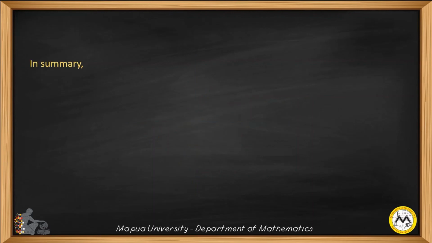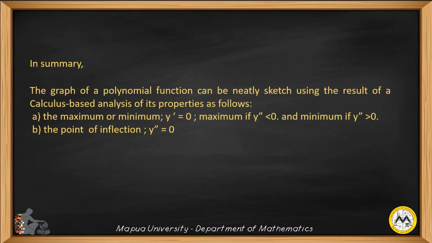So if we are dealing with a polynomial function, then we can neatly sketch the curve of the function by using the result of calculus-based analysis of its properties in terms of the maximum or the minimum point. These are points where y prime is 0, and the point is said to be maximum if y double prime value is negative at this point, and minimum if y double prime value is positive. This is using the second derivative test.